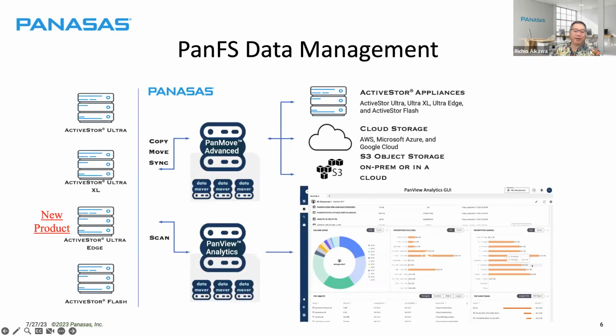What we're able to do, and what we're understanding, is the importance of data management, the visibility and the mobility of that data between ourselves and the cloud, between ourselves and S3, being able to scan all this rapidly. We bring this together with a bunch of products. You'll see PanMove and PanView are product names that we have for that. That's a quick background on Panasas and our products. I'd like to turn this over to Curtis.